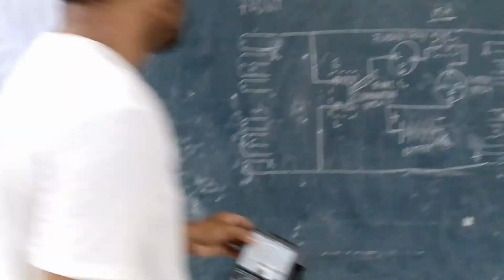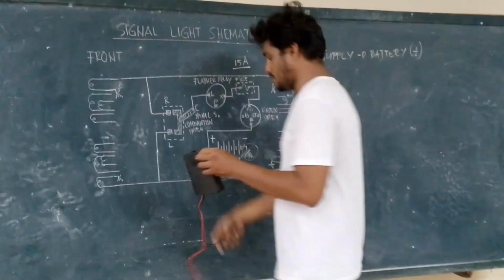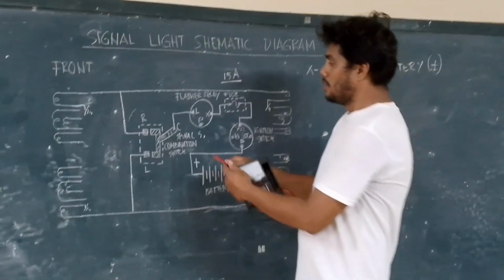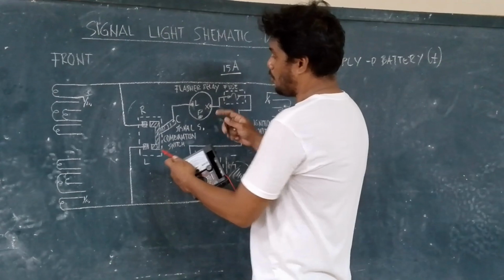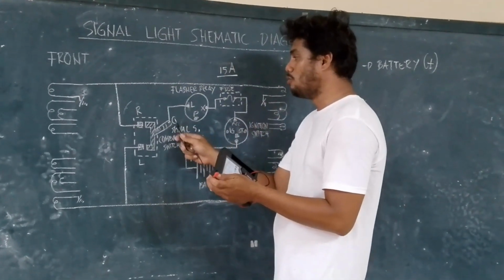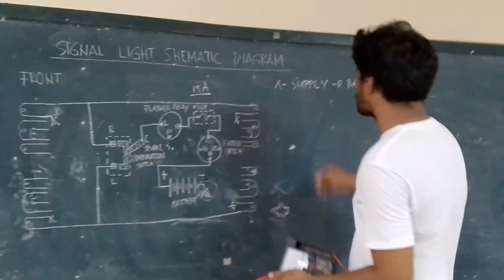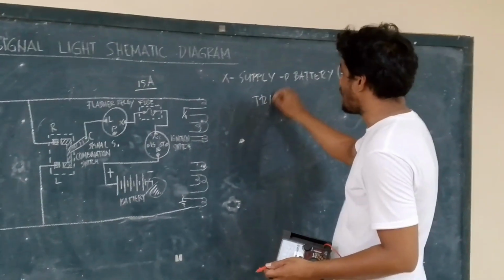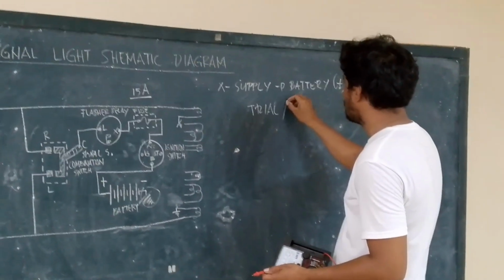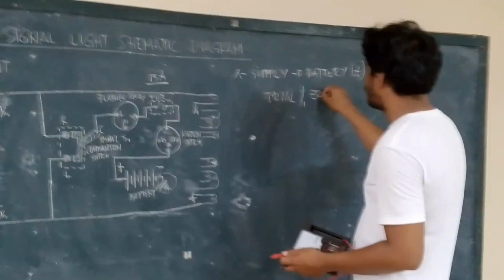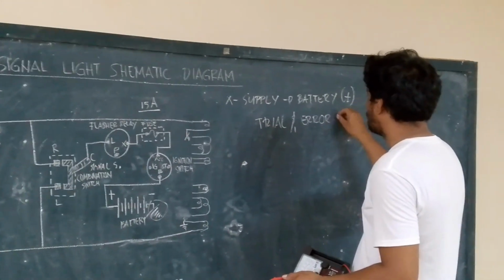For example, in our signal light switch, of course, we need to find the common, the right, and the left. We need to do some trial and error method.